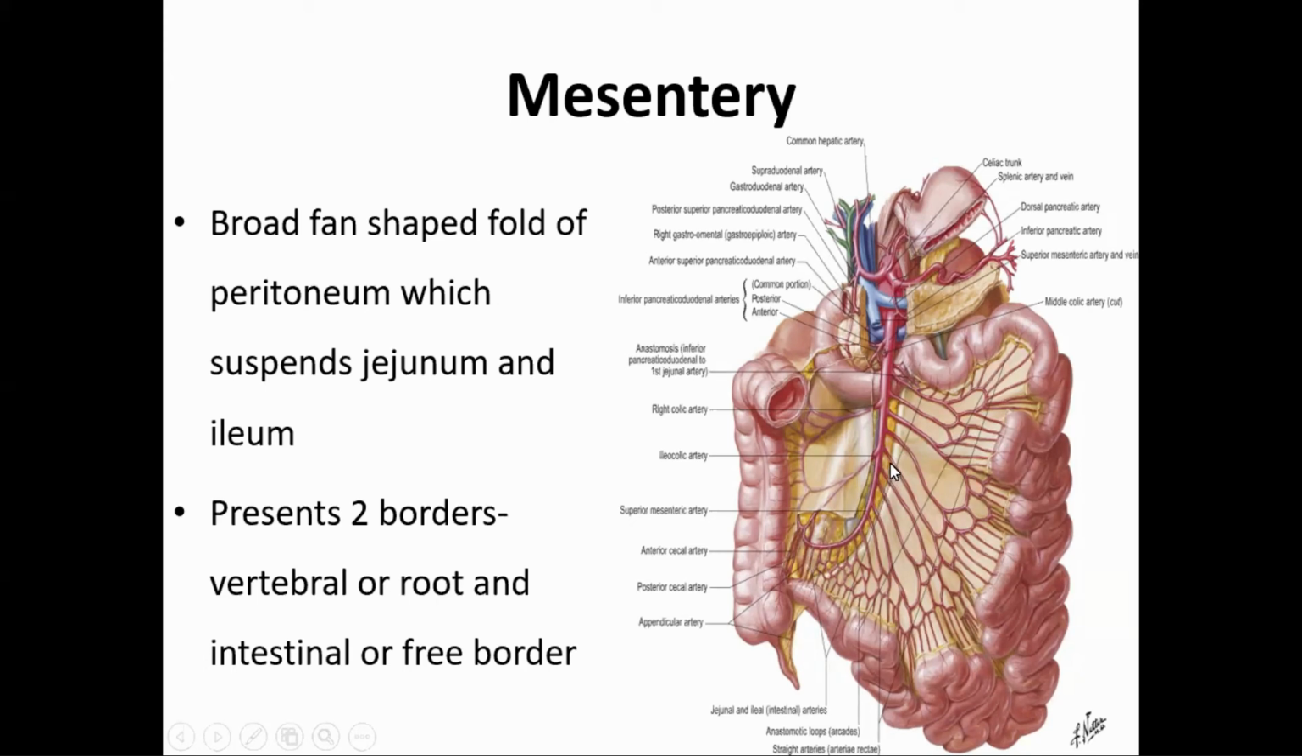And what structures does it cross? It crosses the third part of the duodenum, the inferior mesenteric vein, right psoas major, right gonadal vessels, and the right sacroiliac joint. See, sometimes it may be asked: what are the structures crossed by the root of the mesentery?